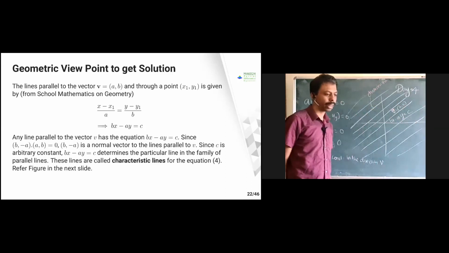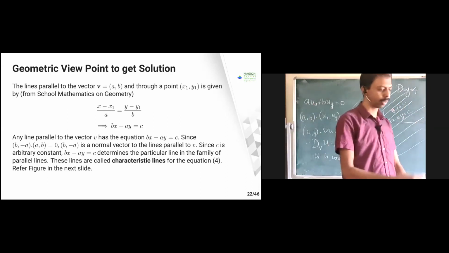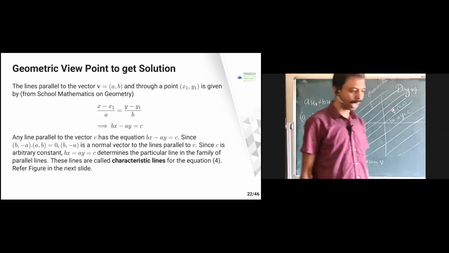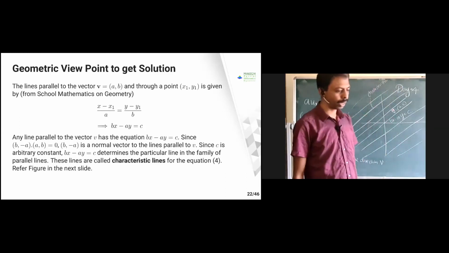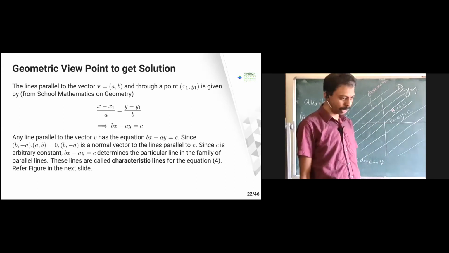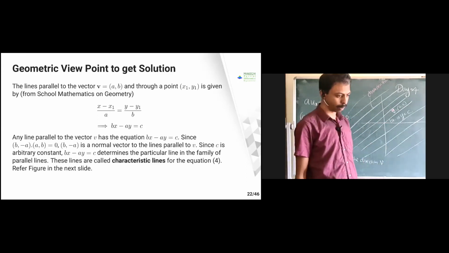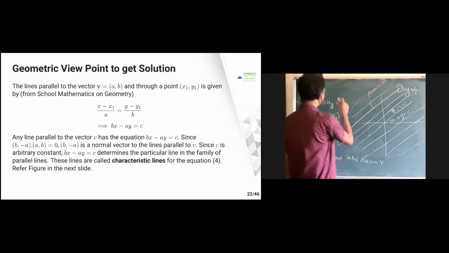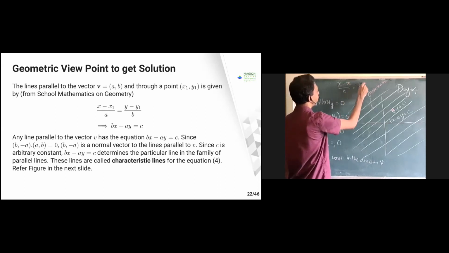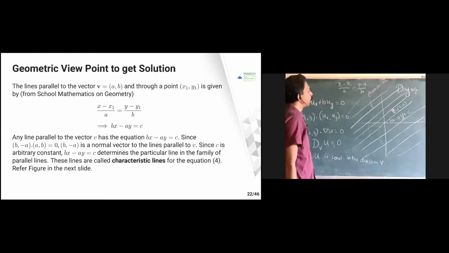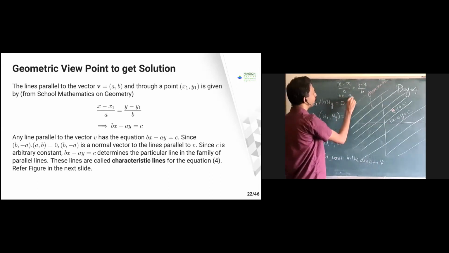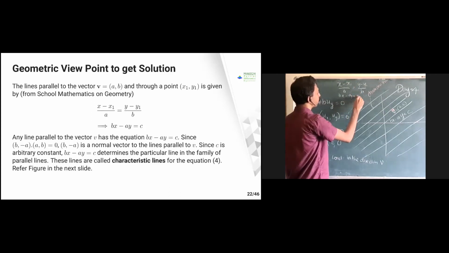Then you might have seen the direction cosines and how to calculate them from your school mathematics and geometry. If I have a vector v equal to (a, b) and a line parallel to the vector v passing through the point (x1, y1), then the equation you will get is (x minus x1) by a equal to (y minus y1) by b.